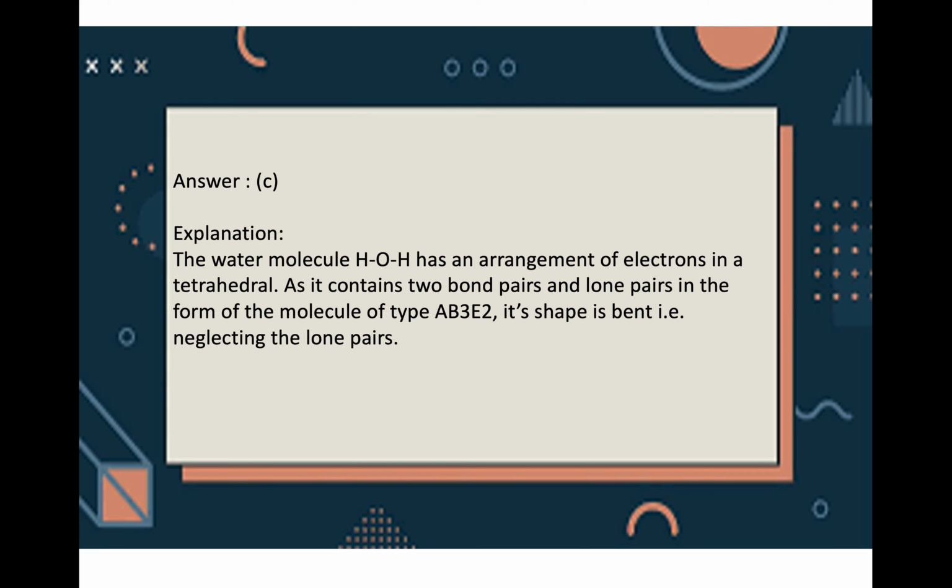So the water molecule, HOH, has an arrangement of electrons that is tetrahedral. It contains 2 bonded pairs and 2 lone pairs, a molecule of the type AB2E2. So the shape is bent, neglecting the lone pairs.